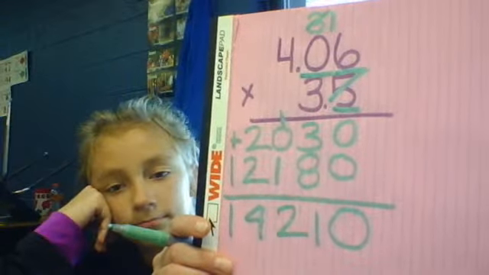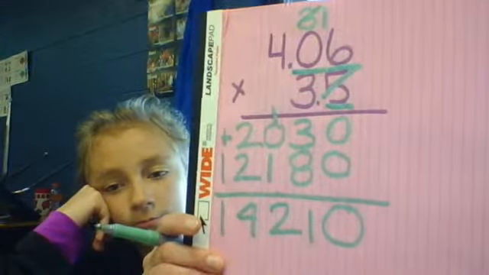So we start from the back of our number, which is 14,210 right now. And we go 1, 2, 3. I just underline them. And we place our decimal between the 4 and the 2.